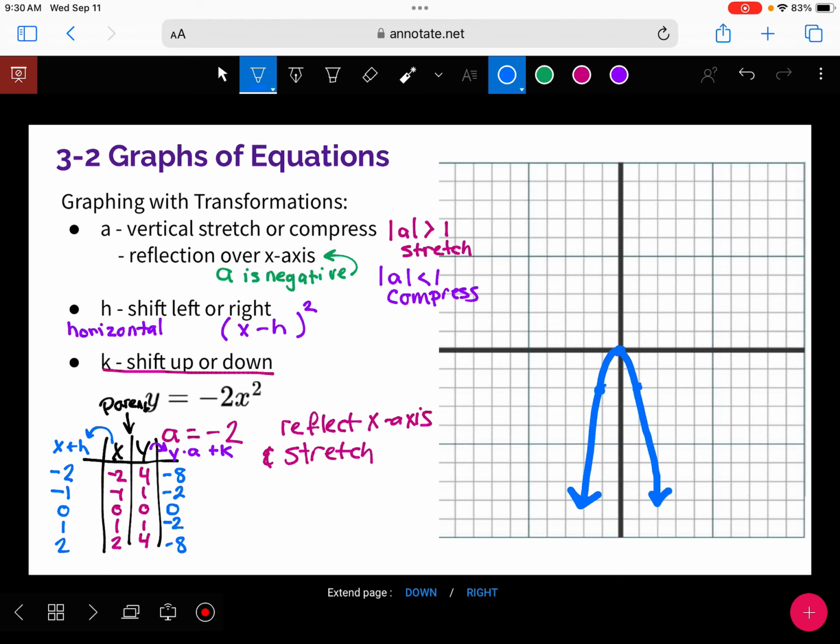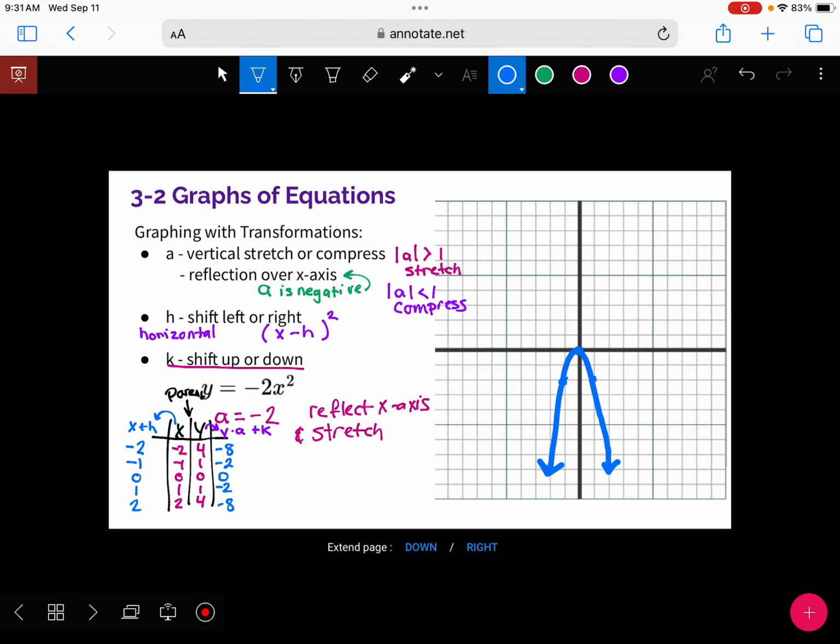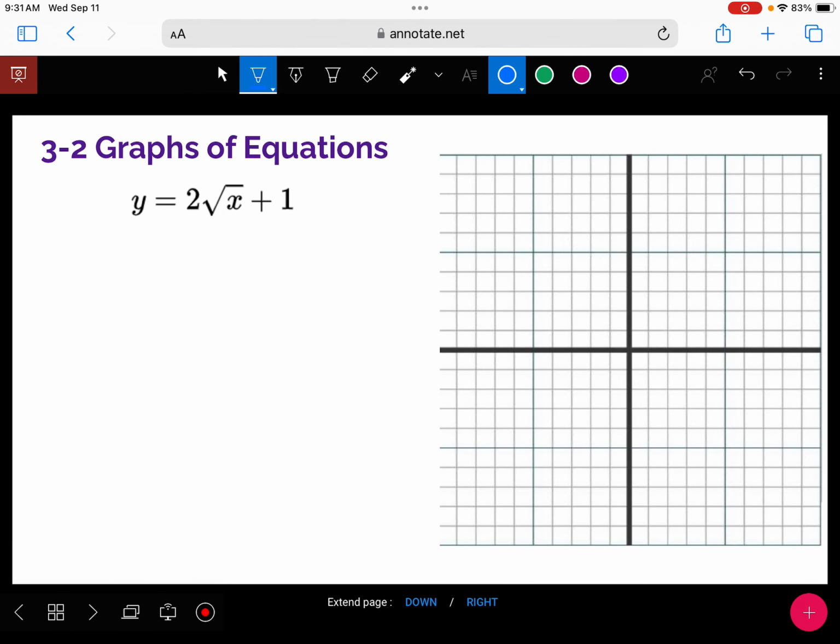Okay, so first transformation, questions. We're going to do more. This is what we're working with for the rest of the day. We're going to play transformation games. All right. Let's look at another one.